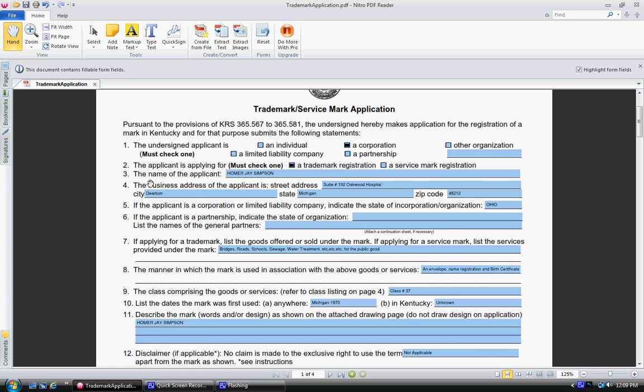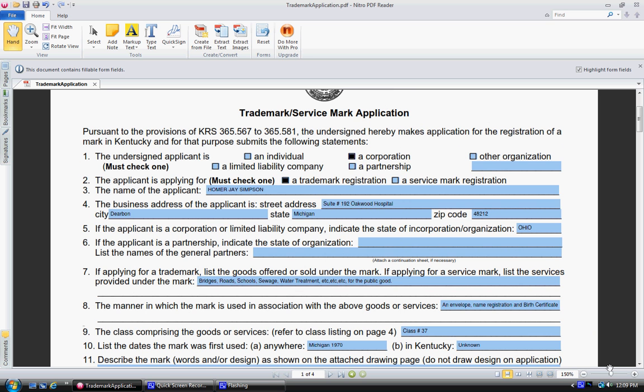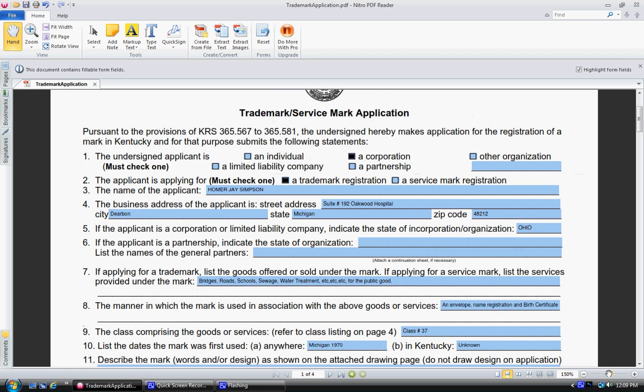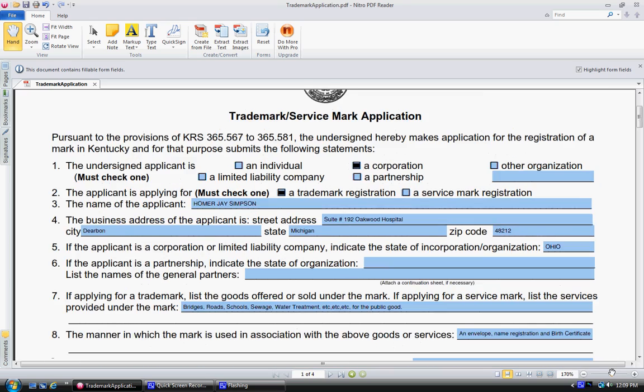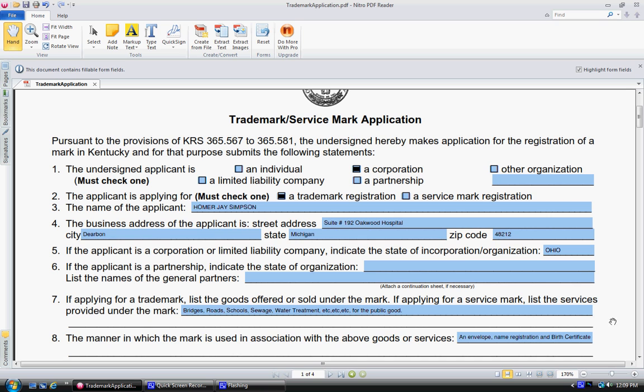Line 3, the name of the trademark is your name in full, in capital letters, all caps. We'll zoom in a little bit here. Right there, that looks good.